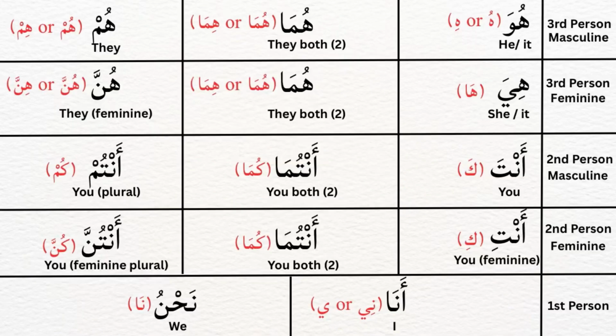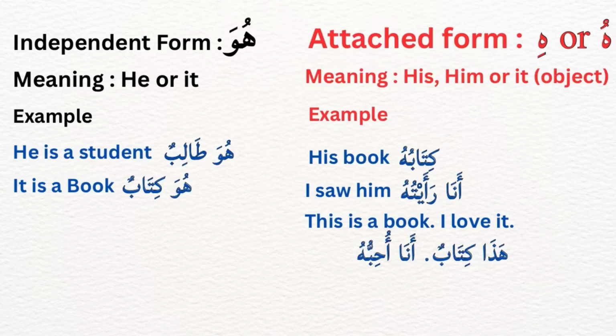Now let's see how we use the attached versions. When the pronoun is joined at the end of a word, they are called attached pronouns. And the examples can be many, like my book, your book, his book, I love him, he killed him. So let's start again with the third person. The attached form of hua is hu, meaning him or his. Now this time you just focus on the things written with red colors only. So use this when something belongs to him or when him is the object.